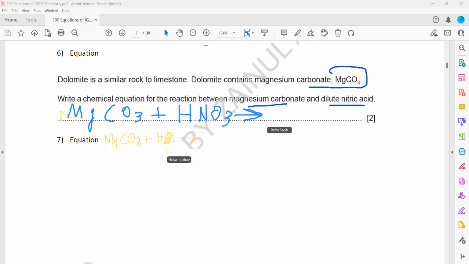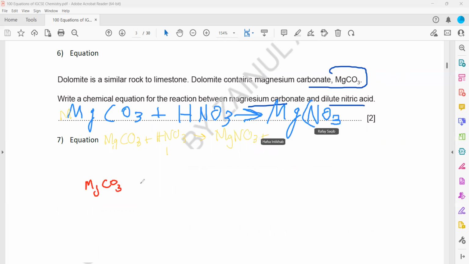So it is reacting with nitric acid. An acid reacting with a metal carbonate will give salt, water, and carbon dioxide. Magnesium is group 2 and carbonate is minus 2, so MgCO3. Nitric acid is HNO3. It will give magnesium nitrate.